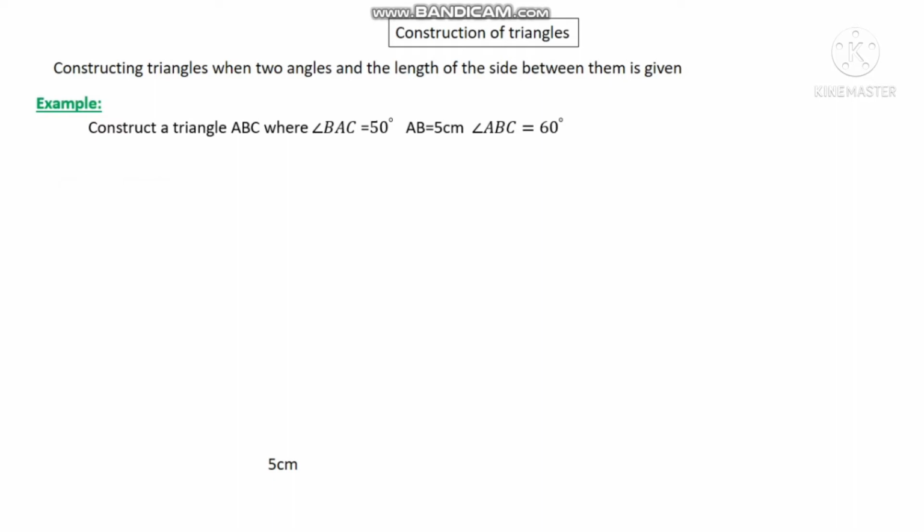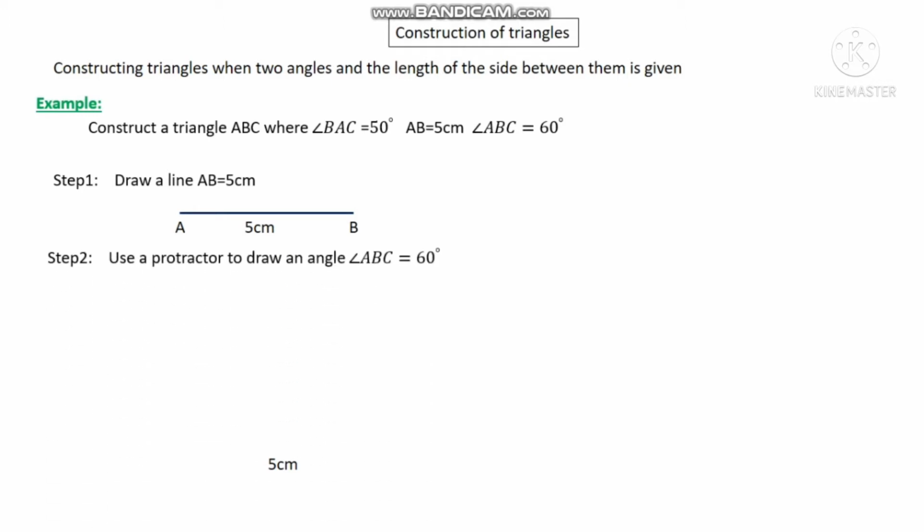Step 1 is draw a line AB equals 5 centimeters by using the ruler. Here we draw a line segment AB whose length is 5 centimeters. Step 2 is use a protractor to draw an angle ABC equals 60 degrees. Angle ABC means that we have to draw the angle at point B, because B is in the middle, so we have to draw the angle at B. So draw a line segment AB which equals 5 centimeters.